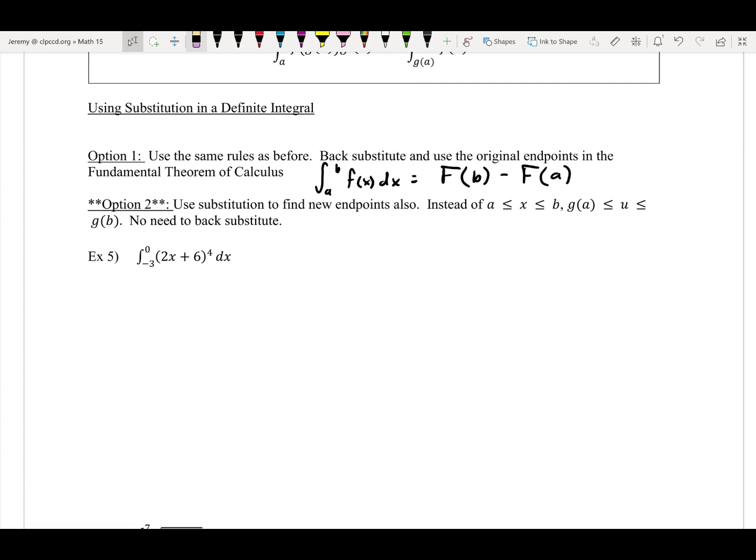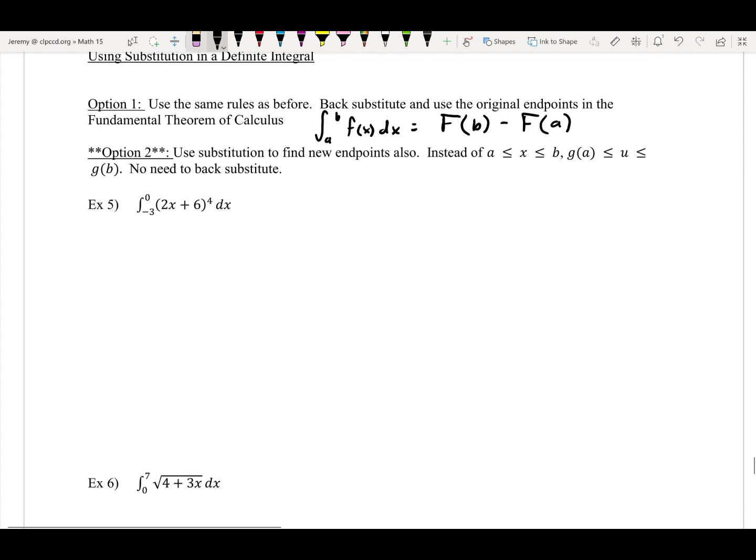But option two, and this is a nicer way of doing it, a little more efficient, is that we actually transform the endpoints as well. Let me show you what that looks like. For example 5, we want to find this integral from negative 3 to 0 of 2x plus 6 to the 4th power dx. First impression: it's a composition. I don't want to multiply that out. I'm thinking a u sub is going to be helpful here. I would be looking at this 2x plus 6 as being my u value.